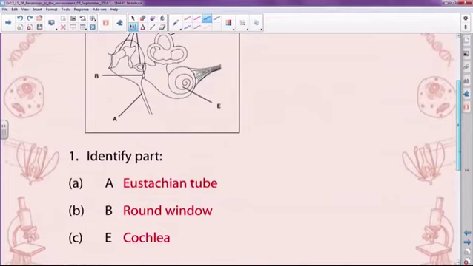Let's have a look at the answers. Now, quickly, please identify A, B, and E. It's very simple. A is the eustachian tube. B is the round window. Remember I said to you, there's the oval window here, so I'm going to erase this quickly. You'll see there's the oval window, there's the round window, and then E is your cochlea. Those are very, very simple.